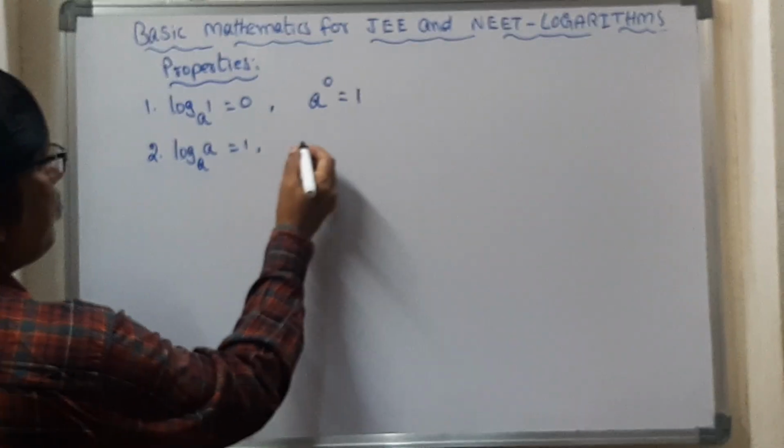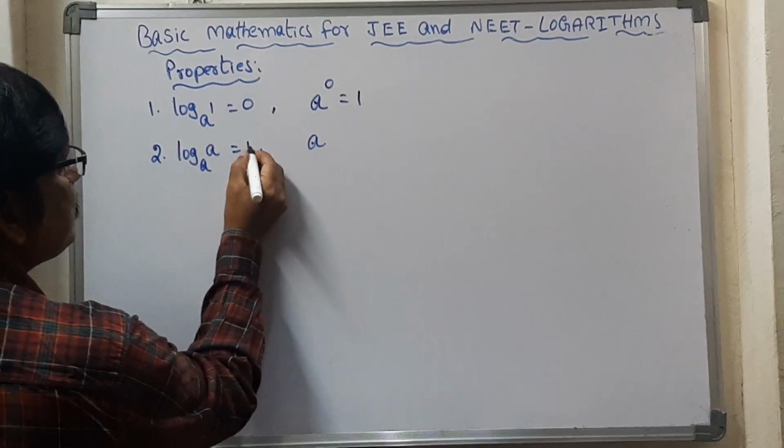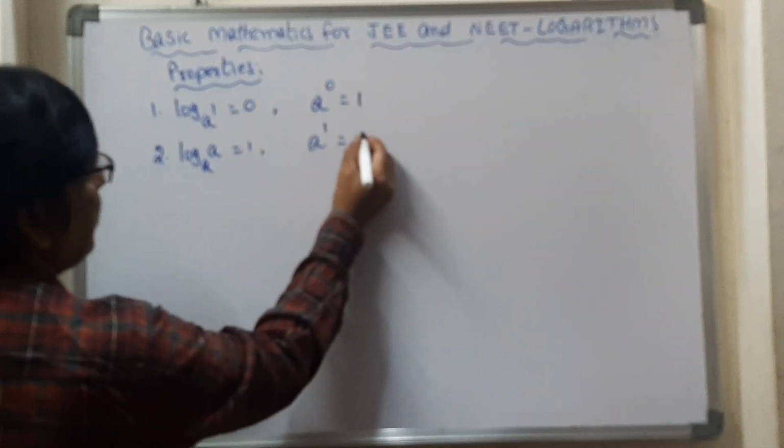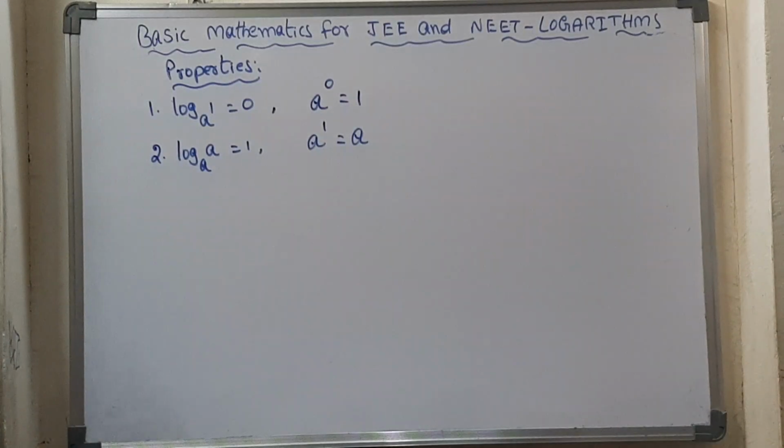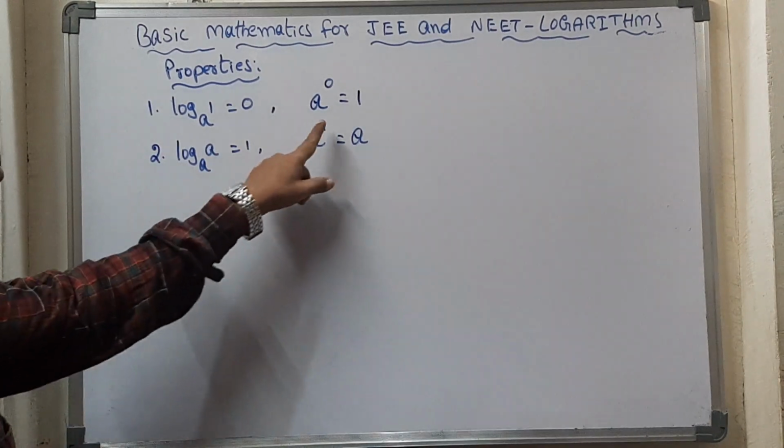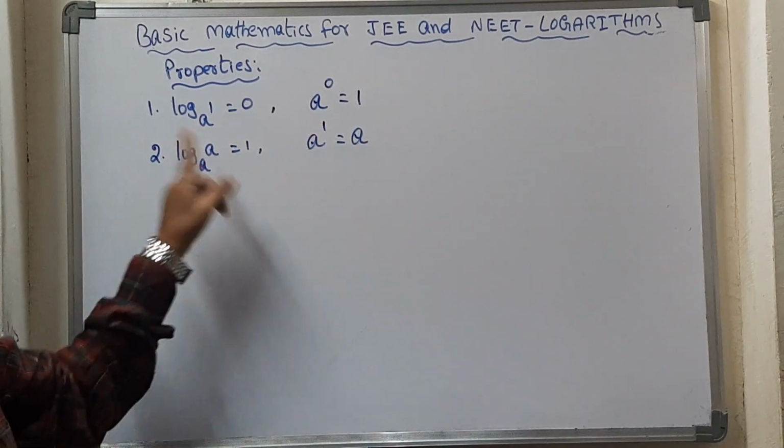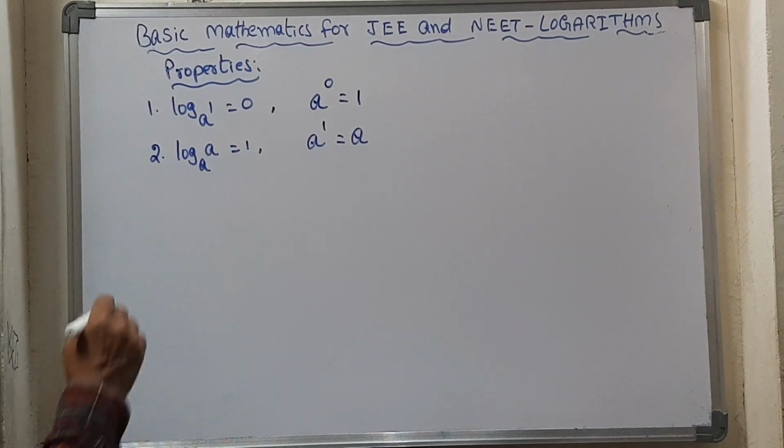And here the power is the log, then how much is that? 1. That is equal to a. Did you get it? The base a to the power log a base a is equal to, again, the same value a. And so that we can consider.